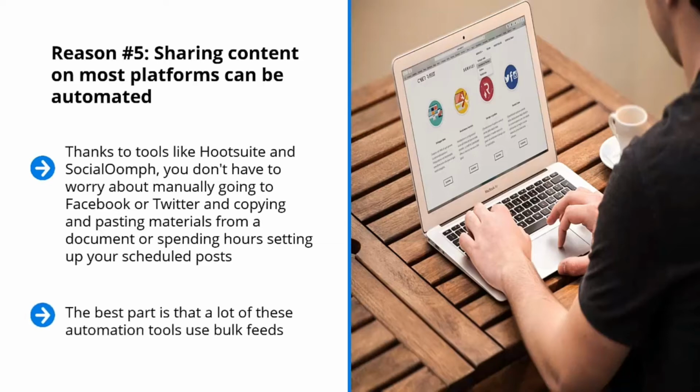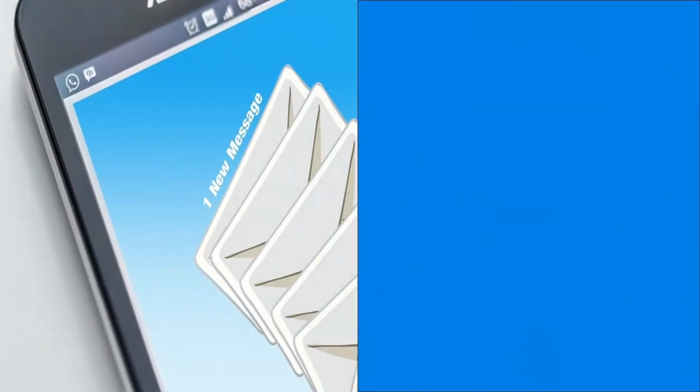The best part is that a lot of these automation tools use bulk feeds, meaning you can format your content in an Excel file and convert it to CSV and plug into these tools. You don't have to input the materials one by one. Talk about saving a lot of time while also maximizing your reach.